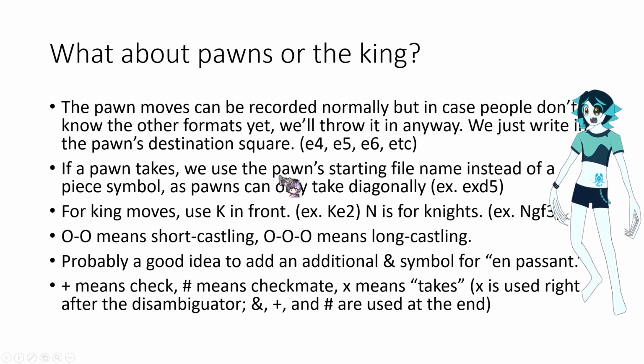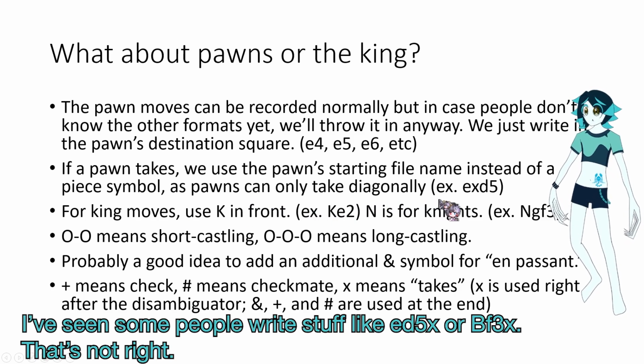If a pawn takes, we use the pawn's starting file instead of a piece symbol, as pawns can only take diagonally. E takes d5, c takes d5, that kind of thing. Again, pawns can only take diagonally and can only move 1 square. So obviously that's already used in the current system.